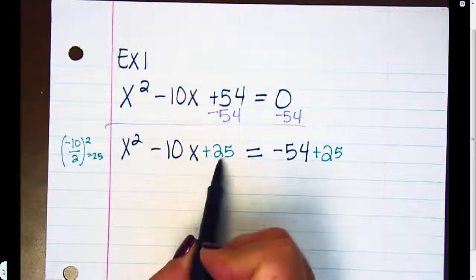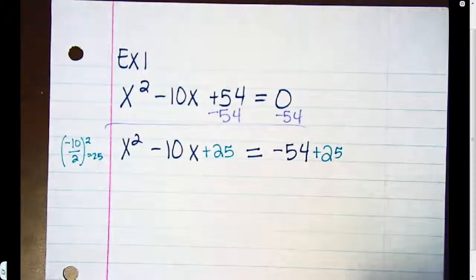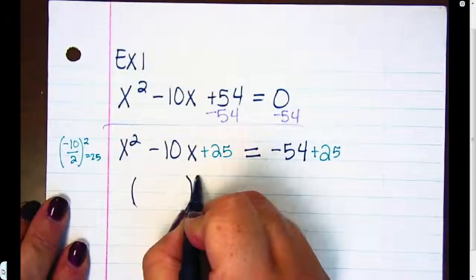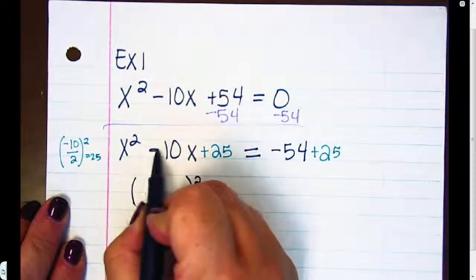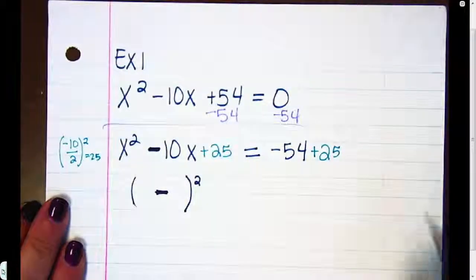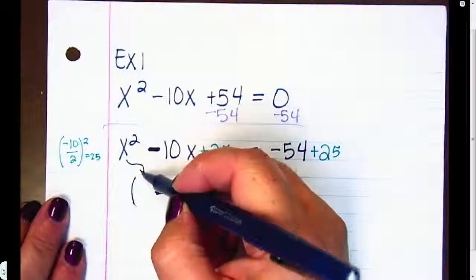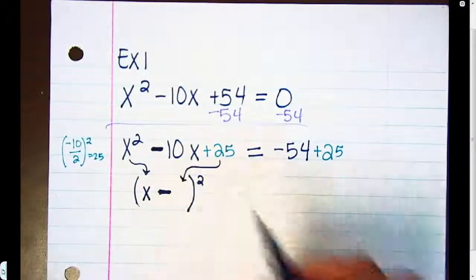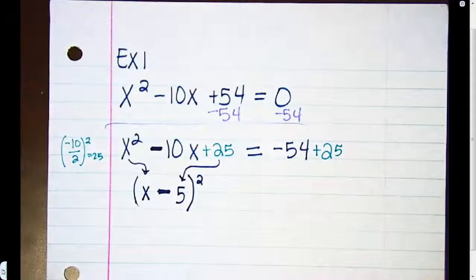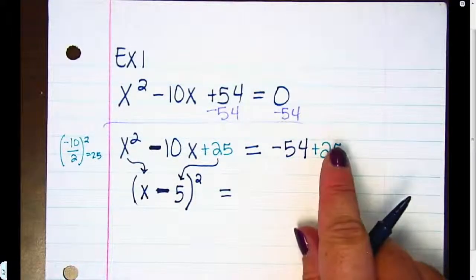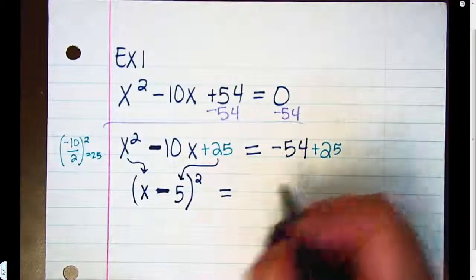Over here on the left, you are always going to get what's called a perfect square trinomial. You're going to put parentheses and a little squared. Whatever the sign is of this b term is going to go right here. Take the square root of the first, so the square root of x squared is x, and take the square root of the last. See how that works? Then over here, you're going to simplify this side. What's negative 54 plus 25?